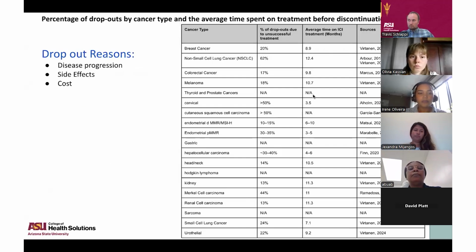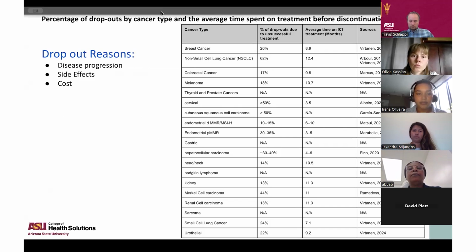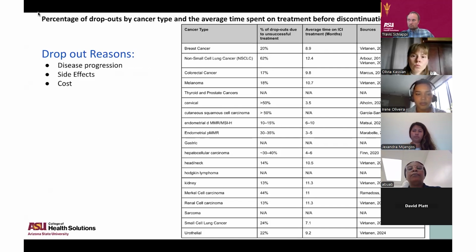This table shows the percentage of dropouts and time spent on ICI treatment before dropping out by cancer type. Galectin-3 expression is frequently elevated across a range of cancer types and is associated with resistance to chemotherapy, immunotherapy, and targeted agents. This correlates with reduced observed response rates and contributes to a notable number of treatment discontinuations.